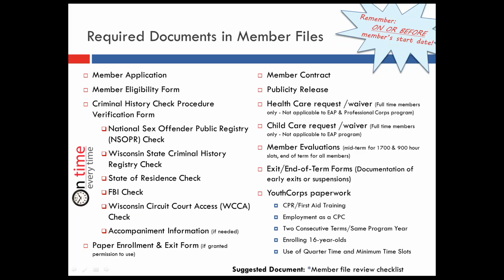the Wisconsin state criminal history check, and if there was a state of residence check, the FBI check, and for those, if you have initiation showing that it was initiated on or before the member's start date, and then the completed check. And finally, a Serve Wisconsin requirement of the Wisconsin Circuit Court access check.